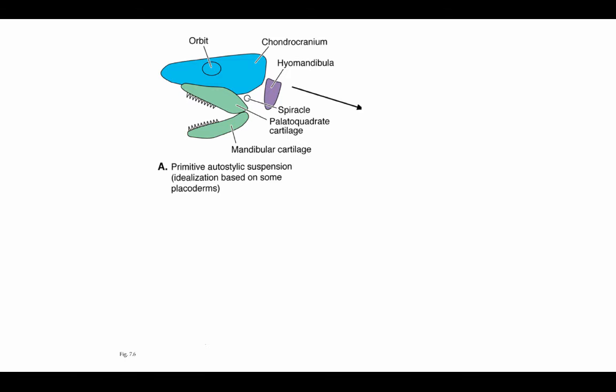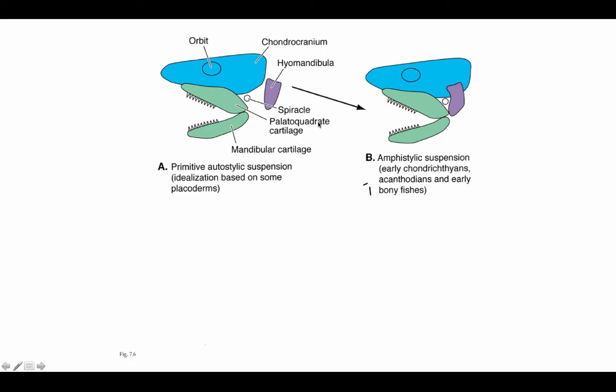So this primitive autostylic suspension leads to a more advanced form of suspension known as amphistylic. In this form of suspension, the hyomandibula makes a connection both with the neurocranium and also with the palatoquadrate, the upper jaw, to have a very, very stable form of jaw articulation. So the jaw is supported against the neurocranium and also is being braced by the hyomandibula.